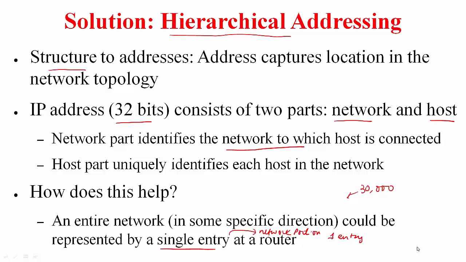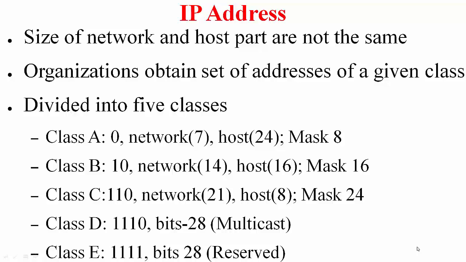Now, how can you do this? A simple but clever idea. The size of the network and host part are not the same. In fact, they vary according to these classes. Class A addresses cater to those networks that have a huge number of hosts. In fact, they can support 2 to the power of 24 hosts as part of a class A address.